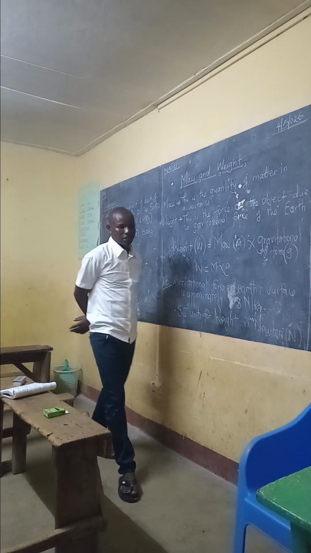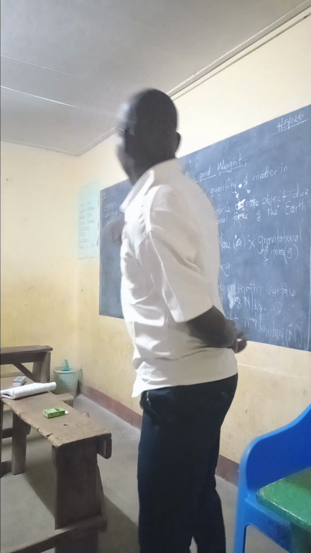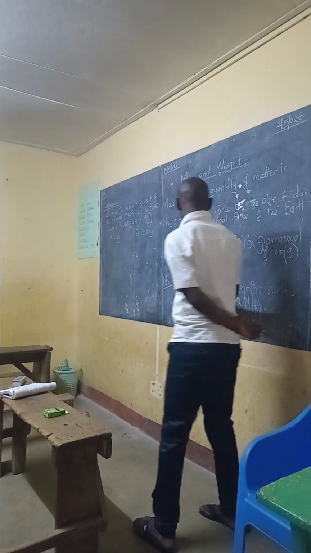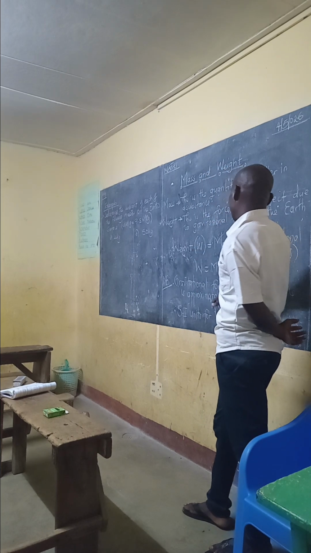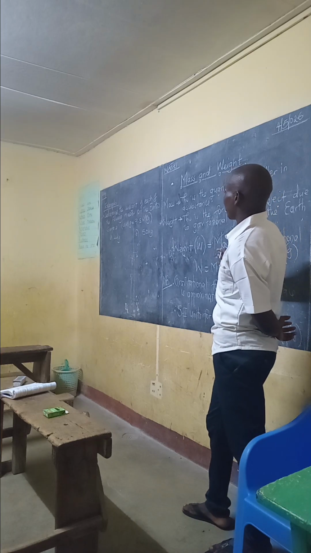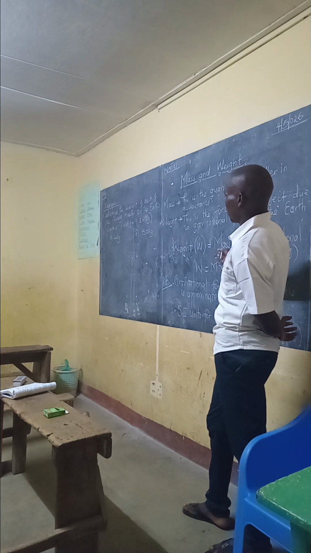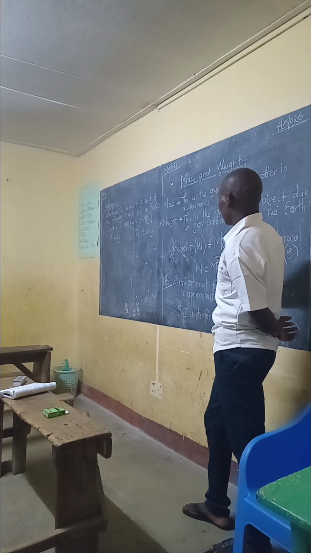So let us now look at different examples. The first thing, we've said that gravitational force is always 9.8 Newton per kilogram. So that one has been taken care of in the formula. We have also been provided with the masses of different objects. The first mass is 4 kilograms. So we can get weight.